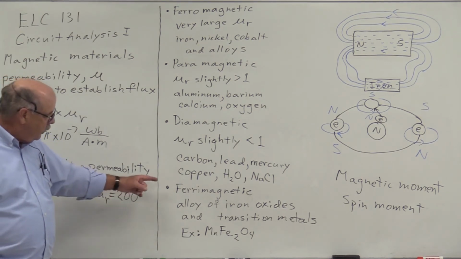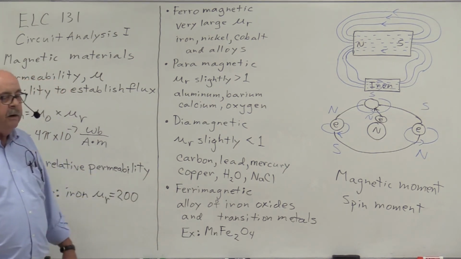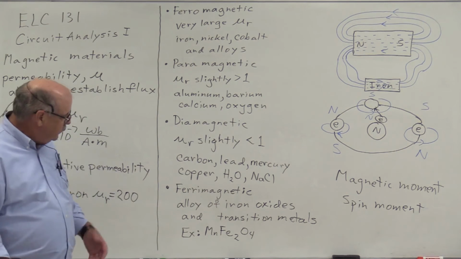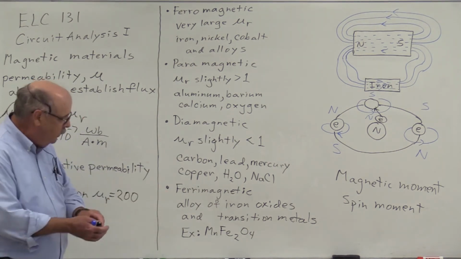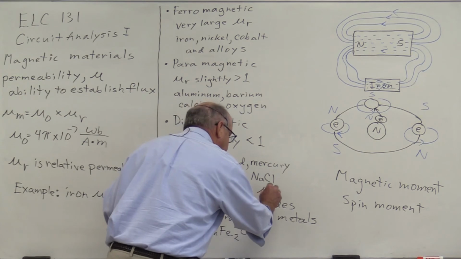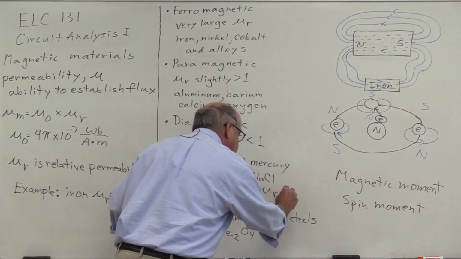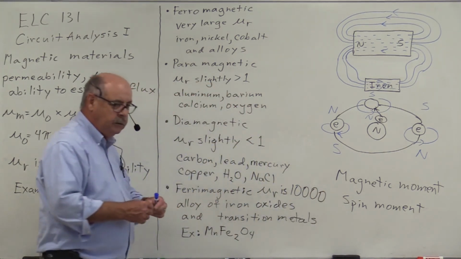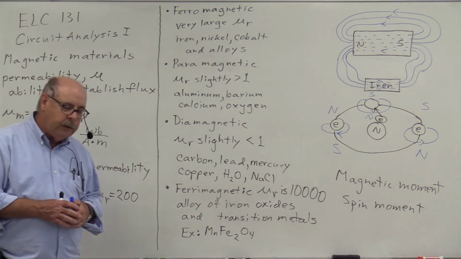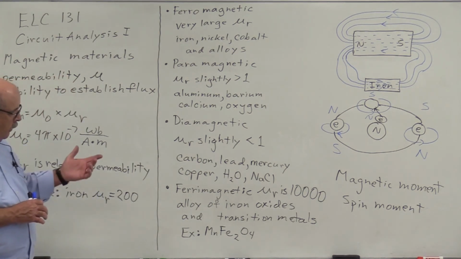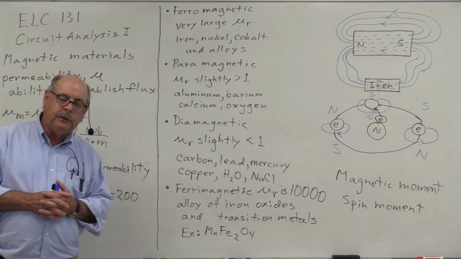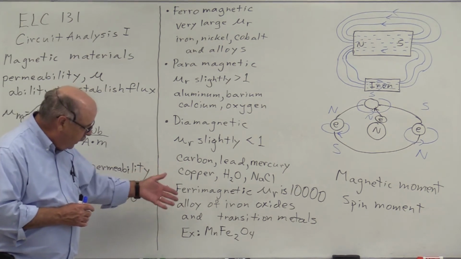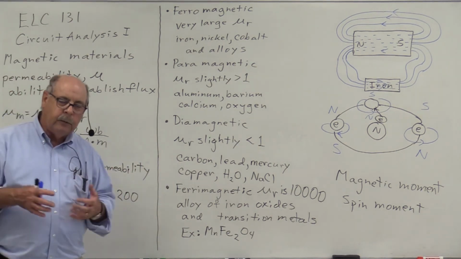And the fourth category of materials we have are ferrimagnetic materials. Actually, I didn't write it up here, I apologize. The relative permeability is in the 10,000s, huge numbers of relative permeability. And these materials are made of alloys of iron oxides and materials such as manganese, oxygen, nickel, other materials.